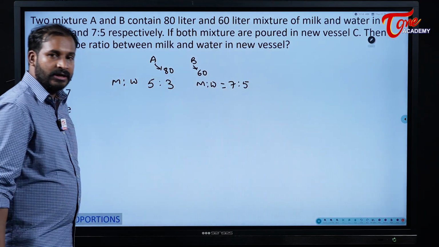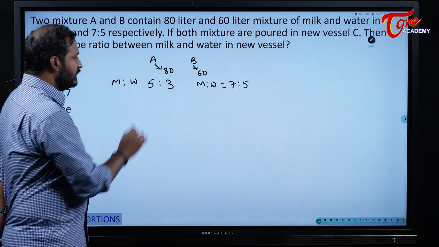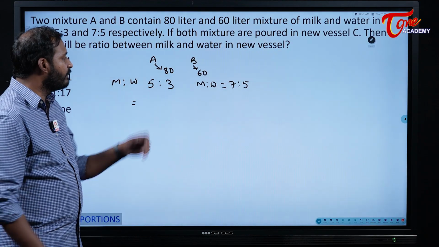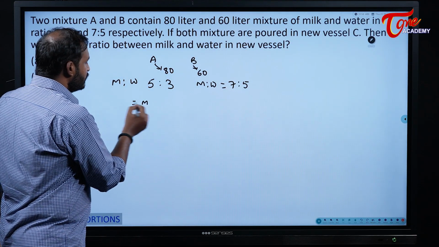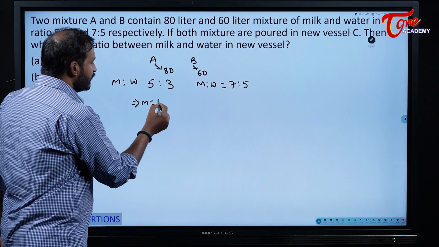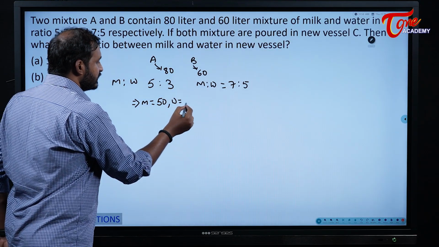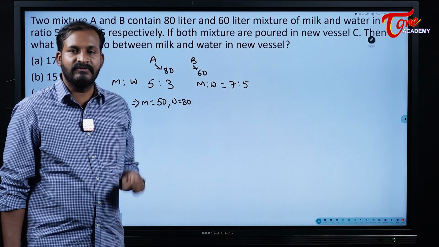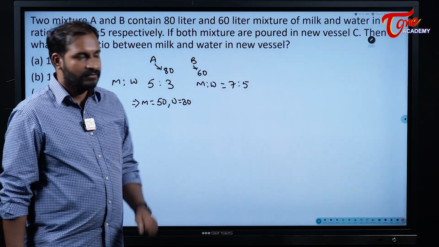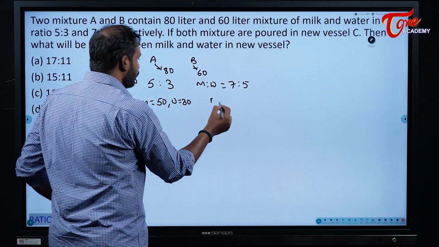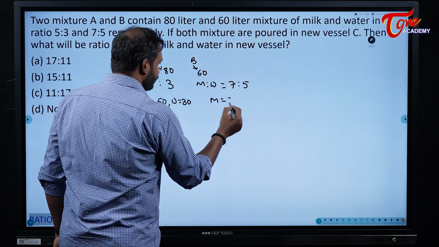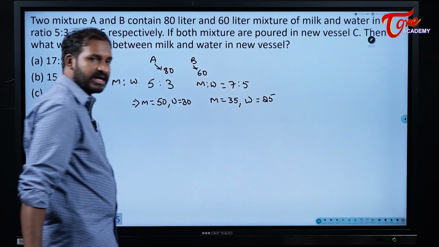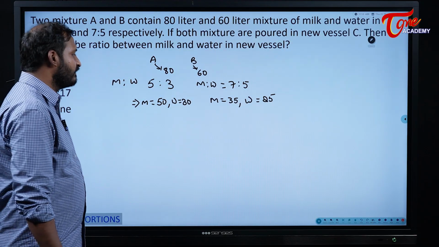Now see here students, directly in this, what is the milk portion I have? Total 8 parts is 80, then 5 parts will become how much? Milk will become 50 liters and water becomes 30 liters here. When it comes to this one, total is how many parts? 12 parts. If 12 parts is 60, one part becomes what? 5. So what is the milk portion I have here? 35. And the water portion I will have here is 25.